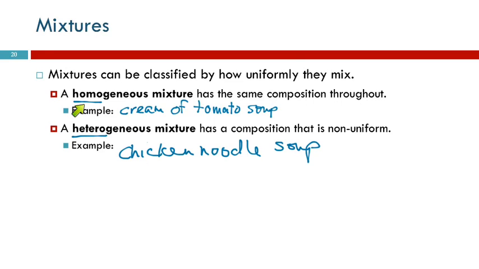In a homogeneous mixture, it's more difficult to separate the components. Here, cream of tomato soup, it's been run through a blender to make all the particles tiny, and so they mix really well together. Any questions?